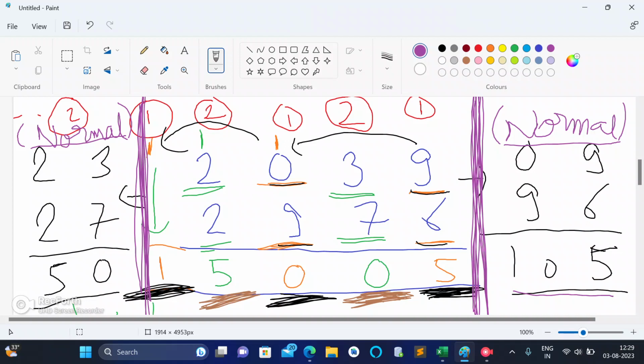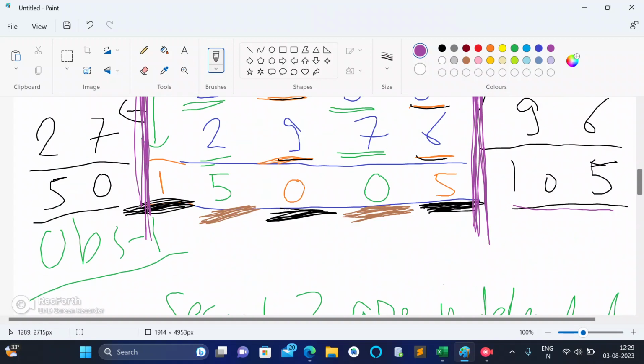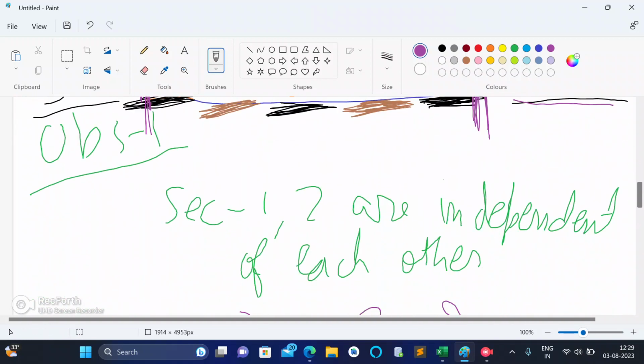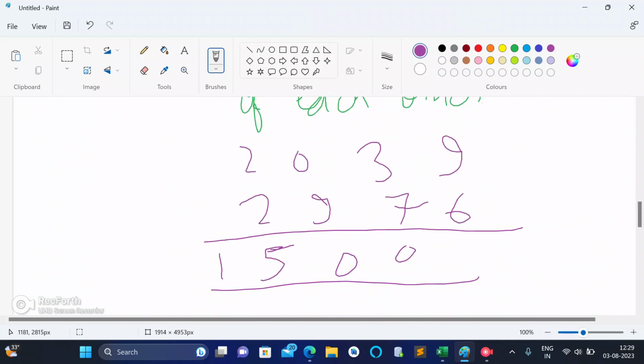The most important thing right now, let me make it more clear. Let me write it again: 2039 and 2976, and the answer comes out to 15005.